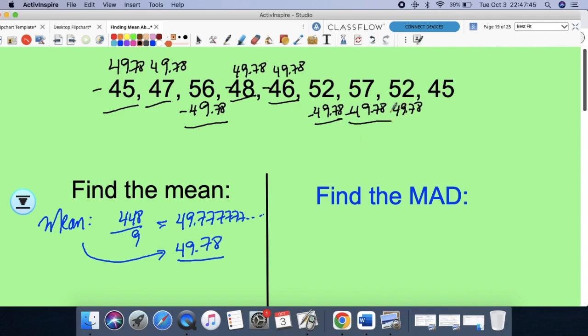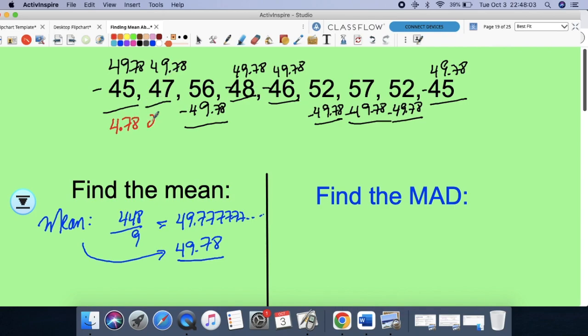49.78 is smaller. 49.78 is bigger. So we're gonna subtract. So now we take a calculator and subtract 49.78. Our mean minus 45. Gotta find the distance. So this would be 4.78.